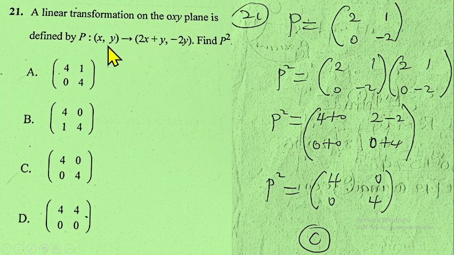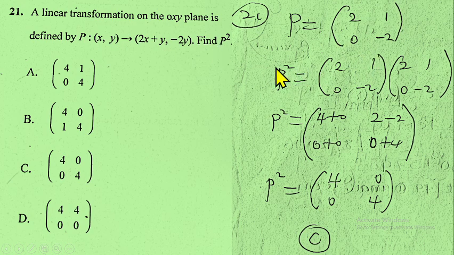So this can be written in matrix form. We are having the coefficient of x here as 2, and the coefficient of y here as 1. The second component is only having minus 2y. That means the coefficient of x there is 0, and the coefficient of y is minus 2. So that's the matrix for P. Then you have to find P squared.